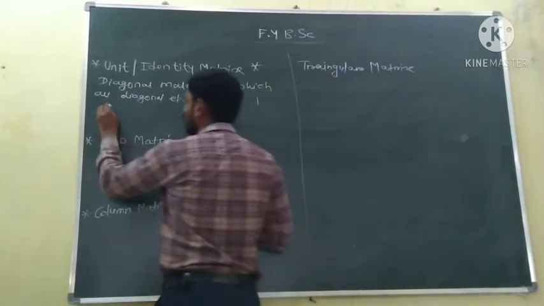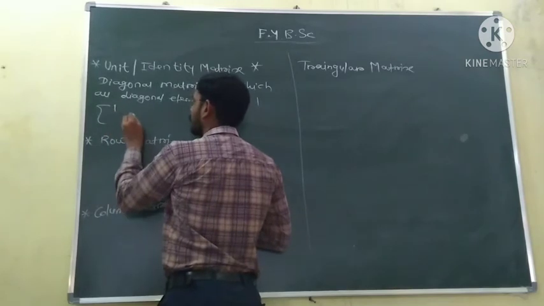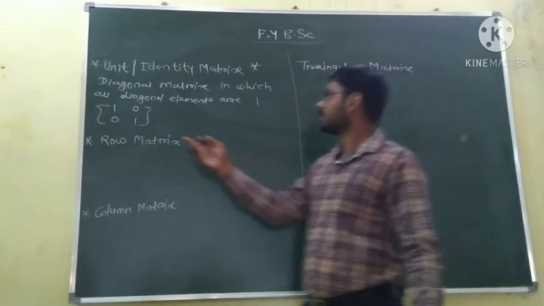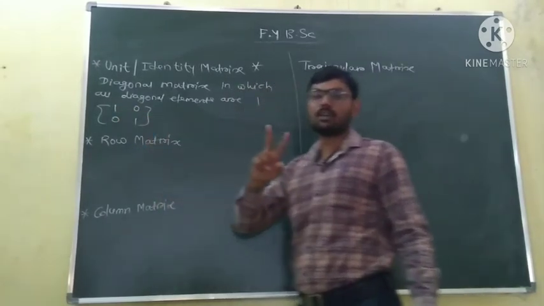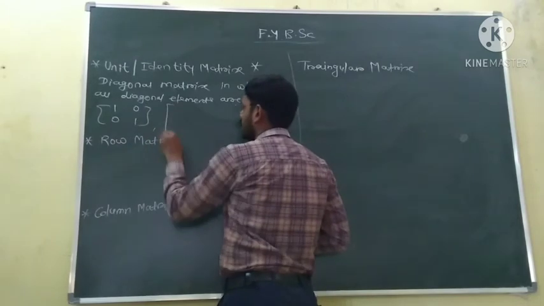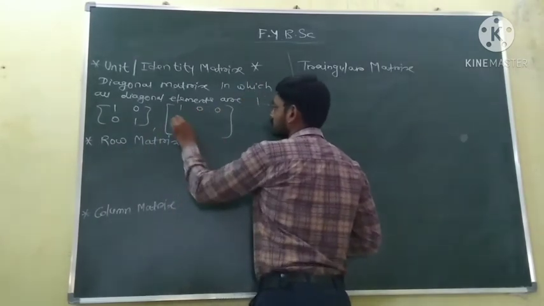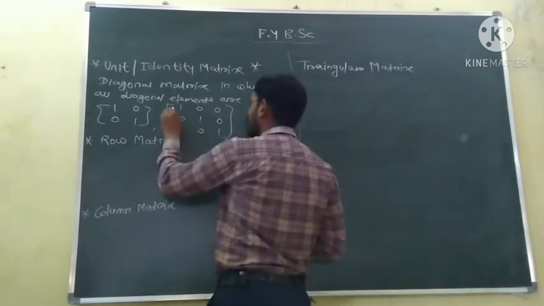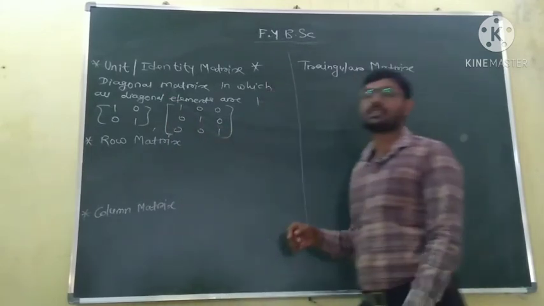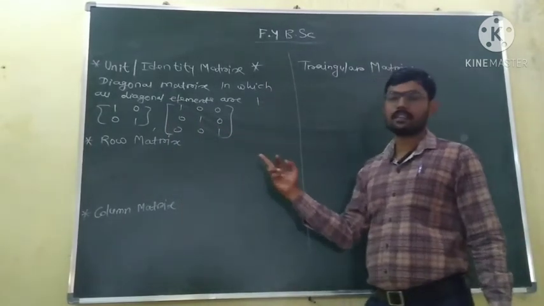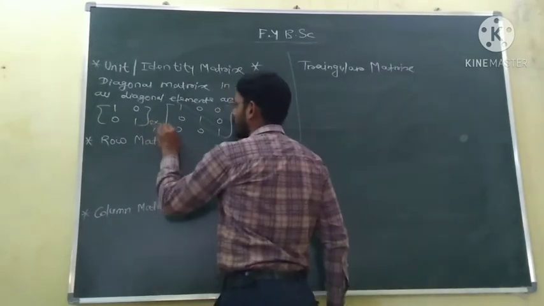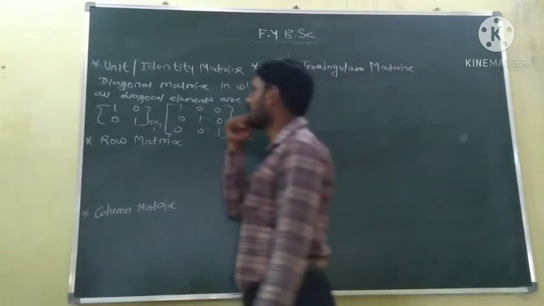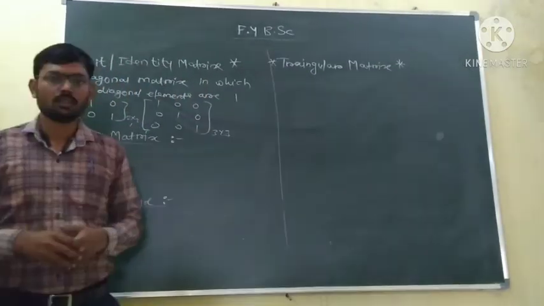For example, the diagonal elements are equal to 1. All other entries for a diagonal matrix are 0. So this is the identity matrix or unit matrix of order 2 by 2. Now this is again a diagonal matrix in which all diagonal elements are equal to 1. This is again a unit matrix, of order 3 by 3. This is of order 2 by 2, this is of order 3 by 3. Such types of matrices are called unit matrices or identity matrices.